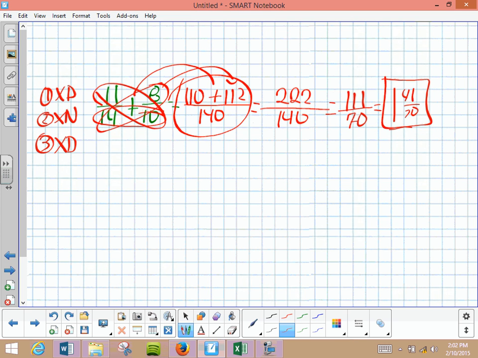But just moving forward, understand that you have to simplify it and you have to convert it into a mixed number if you have an improper fraction. Do we understand that? Good. Number 2. What was it?